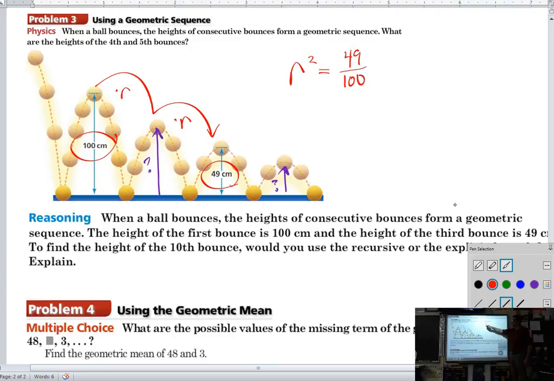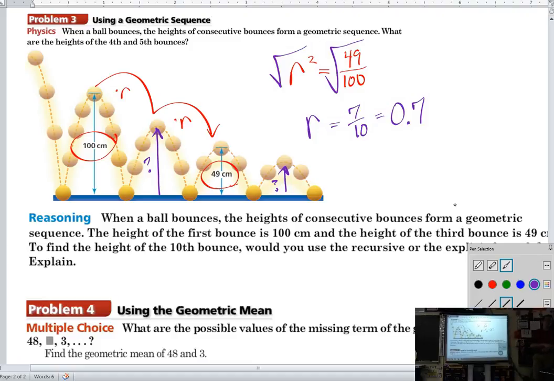We get 49/100ths, which actually works out really easy because they are nice numbers, they're both perfect squares. And remember, when we square root a fraction, we square root the numerator and denominator separately, and this comes out to be 7/10. So each bounce is 7/10 or 70% of the previous.